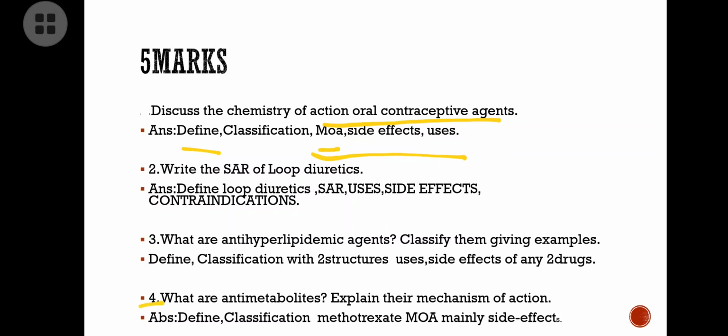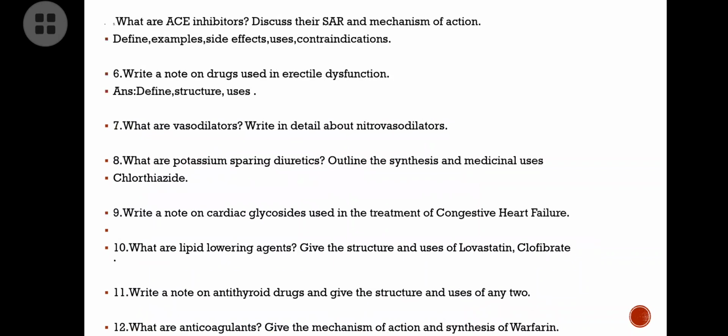Then what are antimetabolites? Explain the mechanism of action. Here see, definition of the antimetabolites. Okay, then methotrexate, that is mechanism of action of the methotrexate. Mainly side effects you have to maintain, contraindications you have to maintain. I told you antimetabolites are anti-neoplastic agents. Then what are ACE inhibitors? I told you that you have to go through all the anti-hypertensive drugs.